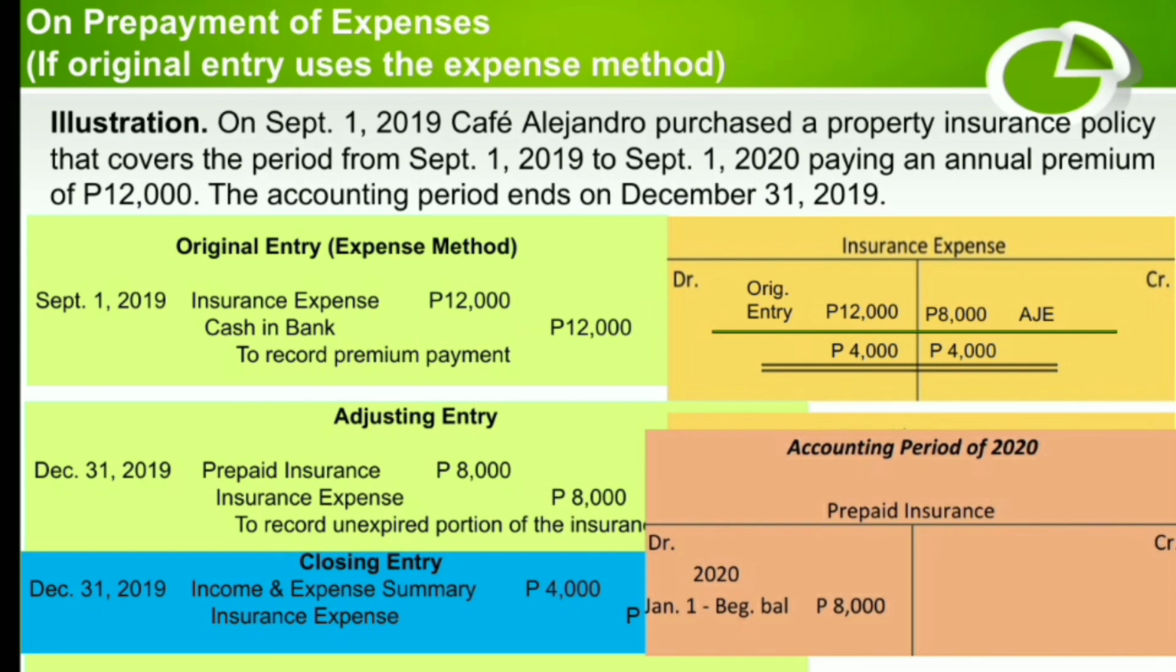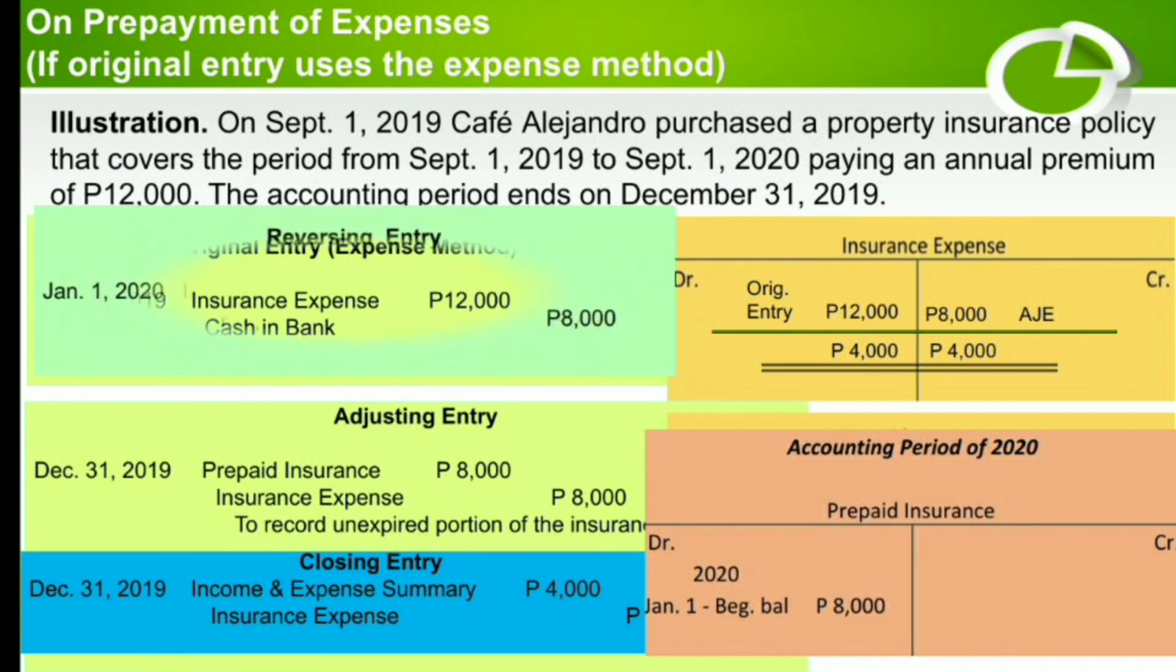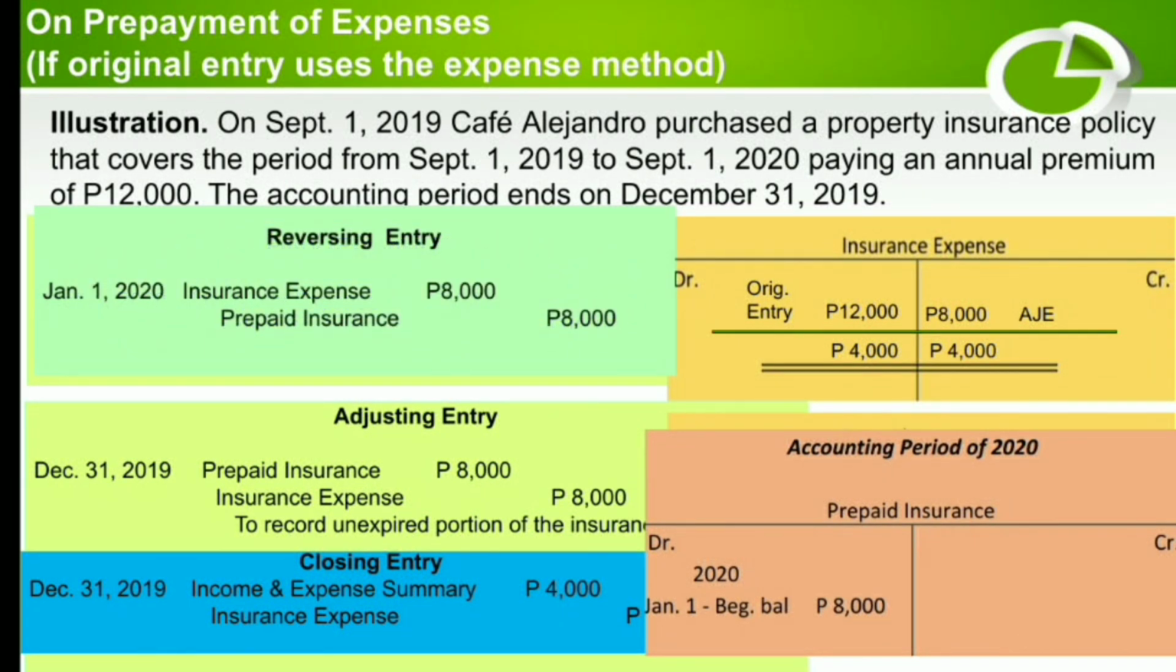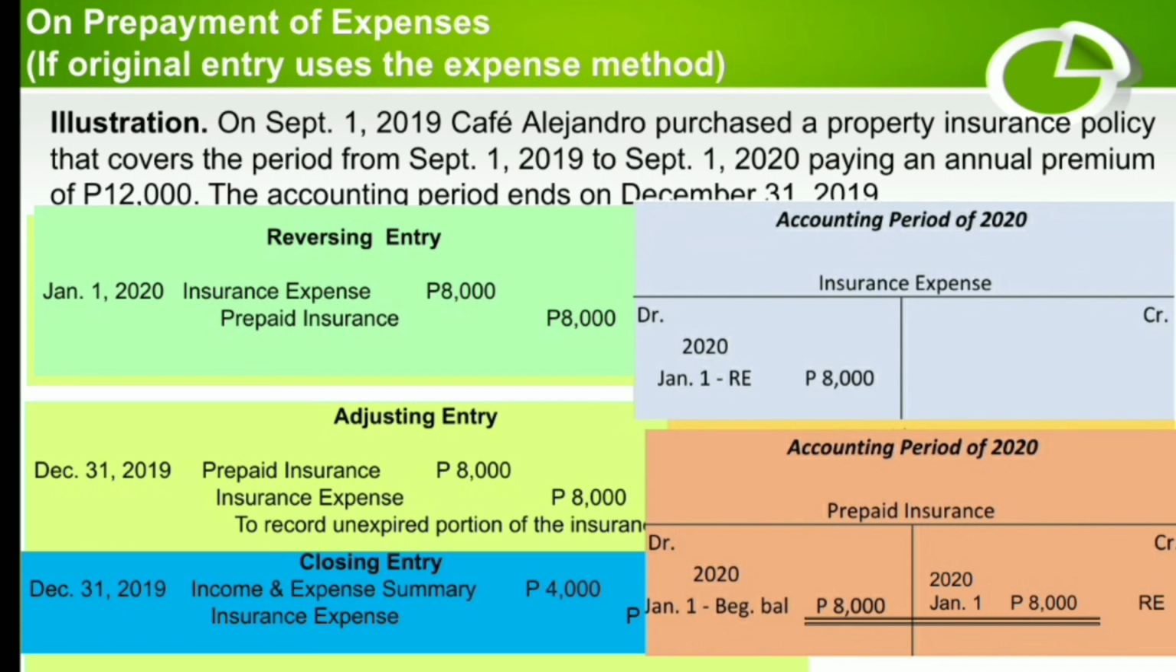So in order to solve this kind of problem, we need to prepare a reversing entry in order to restore the insurance expense account. And here's now the reversing entry on January 1, 2020. So debit to insurance expense of 8,000 pesos and then credit to prepaid insurance amounting to 8,000 pesos. So binaliktad lang natin yung adjusting entry natin. Because of the reversing entry, the prepaid insurance is now a closed account and then the insurance expense is restored. And with that, we are now consistent with the expense method we're using in the previous accounting period.